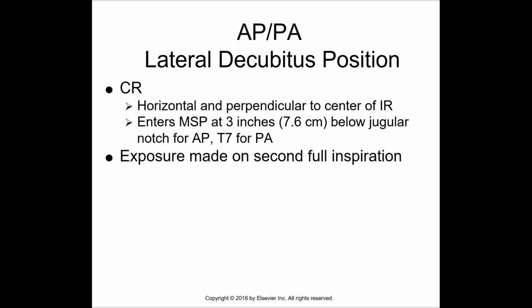So the central ray, horizontal and perpendicular to the center of the IR. It enters at the MSP at 2 inches below the jugular notch for an AP, T7 for a PA. Exposure, again, is made on the second full inspiration.